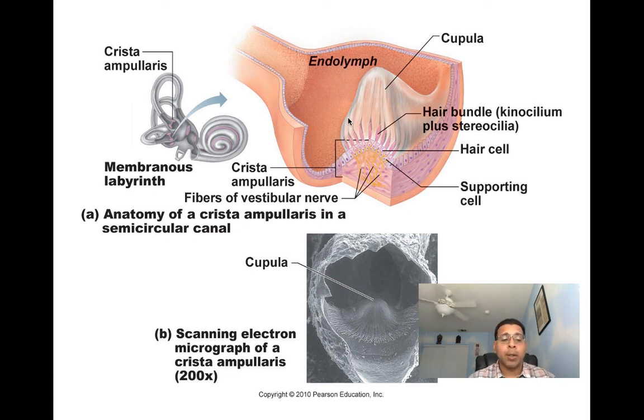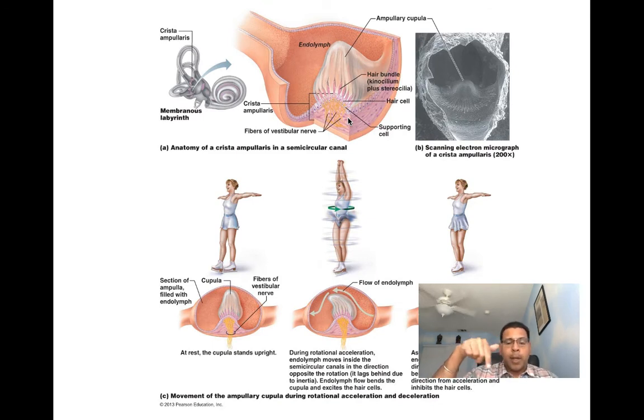Now let's talk about activating the crista ampullaris receptors. The cristae are going to respond to changes in the velocity of rotational movements of the head. Because of inertia, the endolymph moves, causing the hair cells to bend and depolarize, sending messages to the brain. So here we can see this young lady is exhibiting some rotational movements, and here at rest, the cupula is standing upright. During rotational acceleration, endolymph moves inside the semicircular canals in the direction opposite to rotation. It lags behind due to the inertia. Endolymph flow bends the cupula and then it excites the hair cells, sending signals to the brain, letting it know that the body is turning.